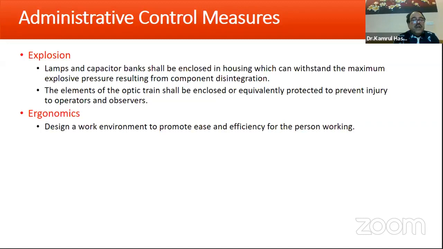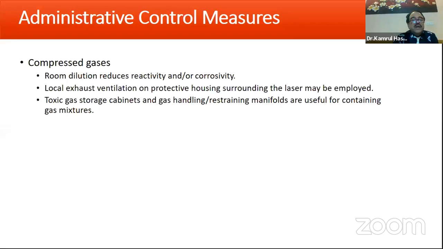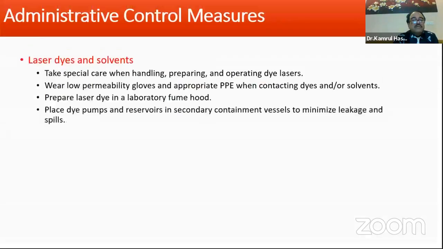There can be an explosion. Lamps and capacitor banks shall be enclosed in housing which can withstand the maximum explosive pressure resulting from a component failure. Keep water or normal saline ready. If there is a fire, use the normal saline. Not only this, controlling carbon dioxide and oxygen is important, because laser burn is very dangerous. We have had experience of laser burn in our patient. So one should think of the laser carefully, because we are working in a very compressed area.